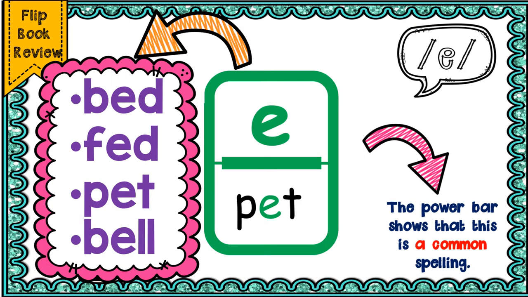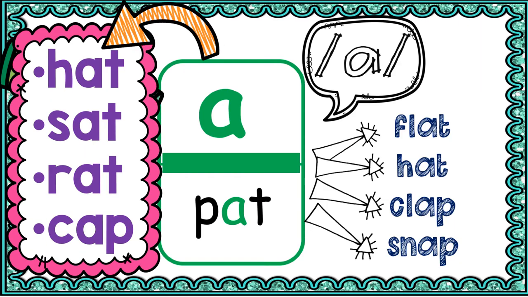Make the sound eh. Now let's read the words. Bed, fed, pet, bell. Make the sound ah. This is a short A sound. Now let's read the words. Hat, sat, rat, cap. Now let's look at this next group of words.